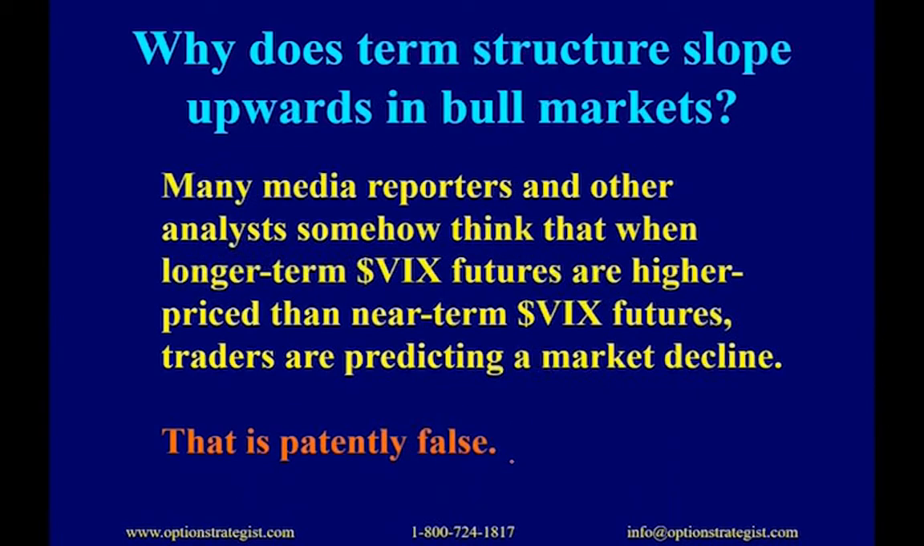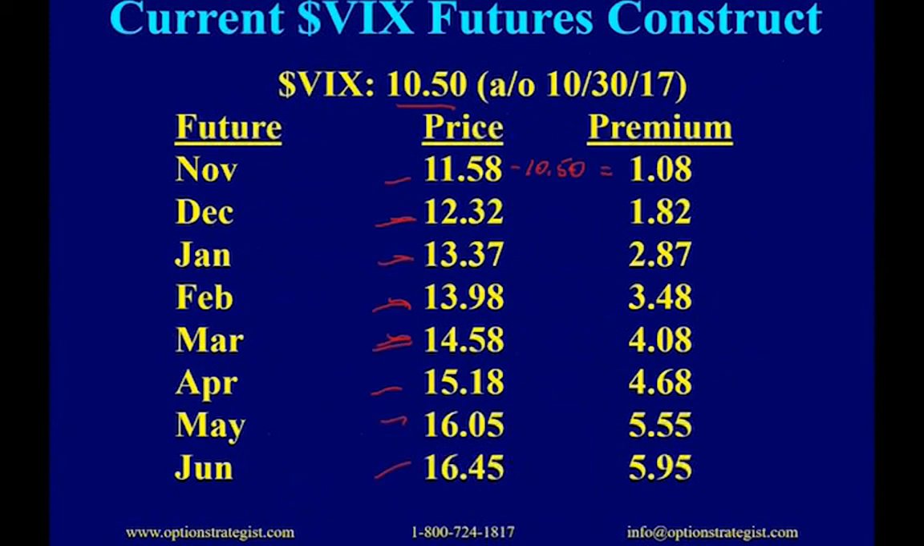So let's go back to the other question. Why does the term structure slope upwards in a bull market? A lot of times you'll see guys on TV say, I'm just going to back up a couple of charts, oh, well, look, out here in May, the futures traders are saying VIX is going to be 16 in May. That means the VIX is going to move from 10 where it is now to 16 in May. The market is going to have to go down for that to happen, and therefore that's bearish. All of that I just said is completely false.